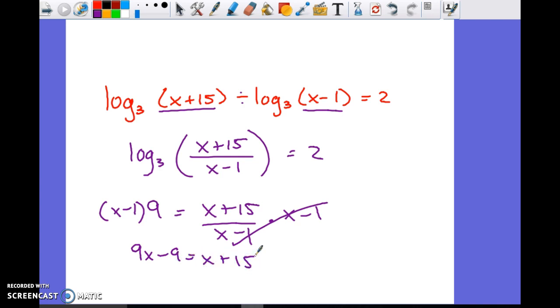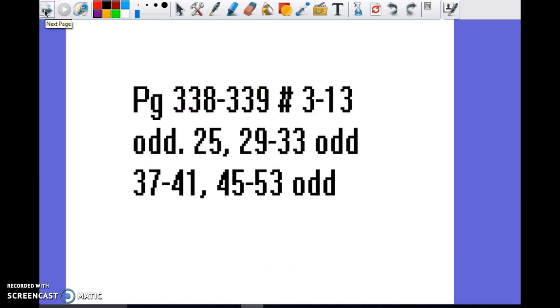Now I'm back to algebra 1. X is on both sides. I'll subtract this x, get 8x. I'll add this 9, get 24. And then divide, x is 3. Okay, so that's a little bit of everything.